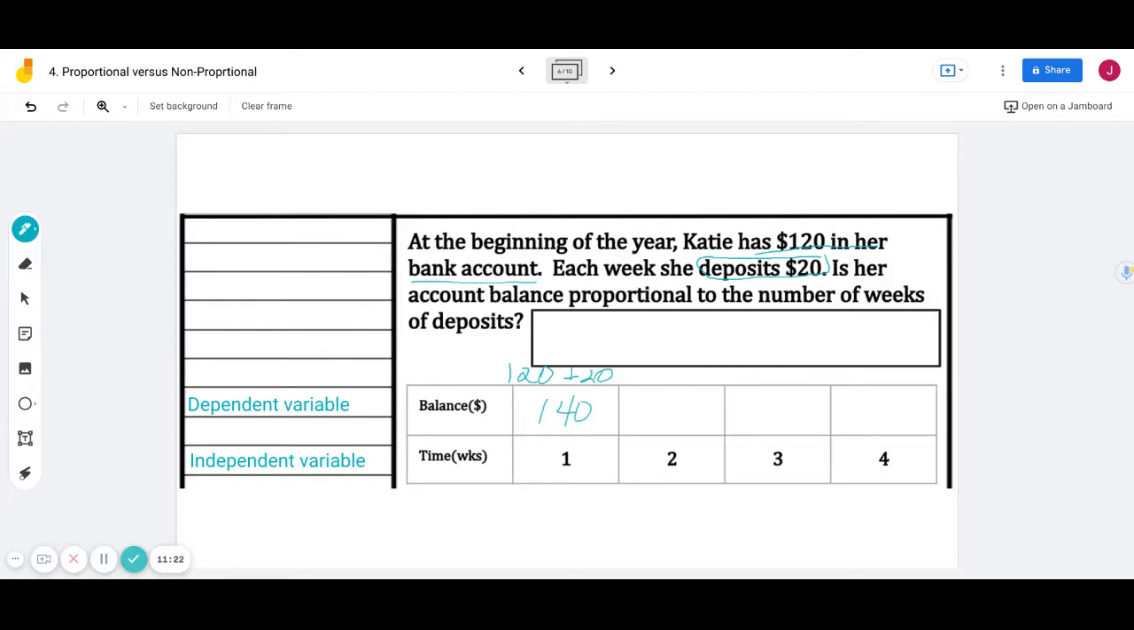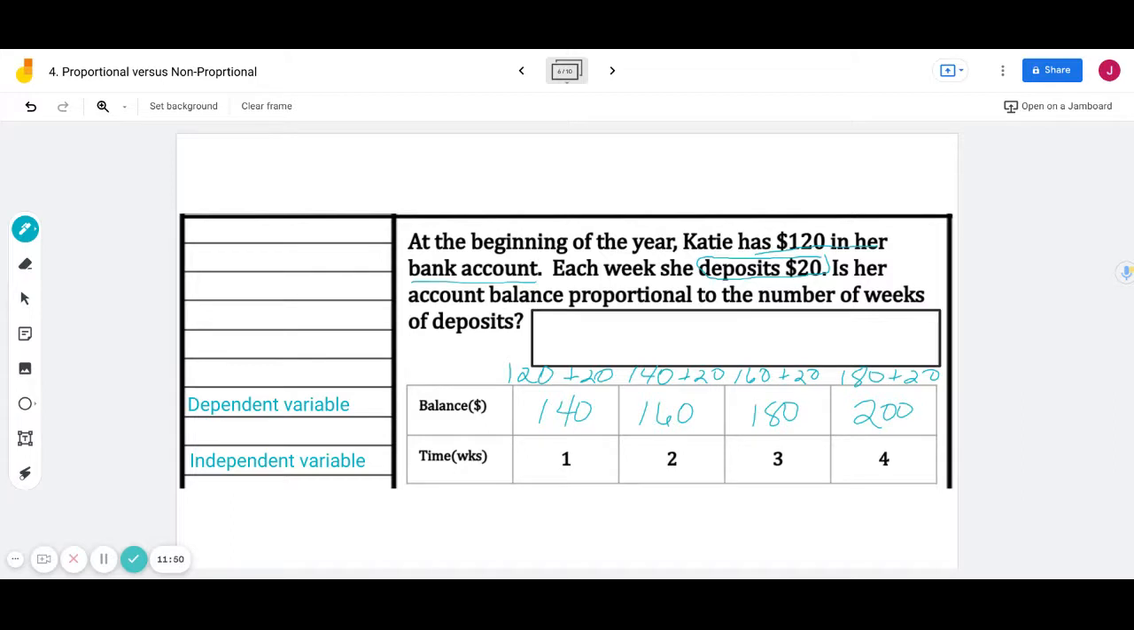Okay. And then at week 2, she has 140. She's going to add 20 more. 140 and 20 is 160. And then at week 3, she's at 160. She's going to add 20 more. 160 plus 20 is 180. And then at week 4, she's at 180 and she's going to add 20 more. Oh, and that brings us to a nice even 200.